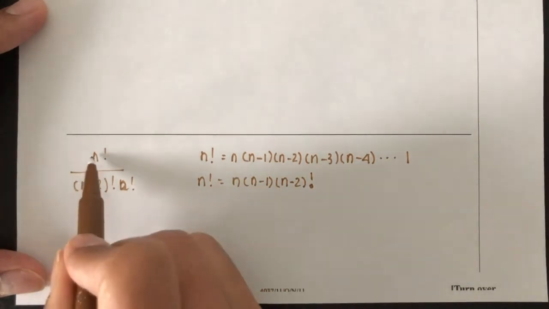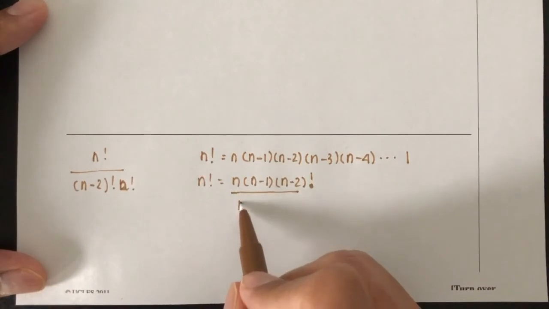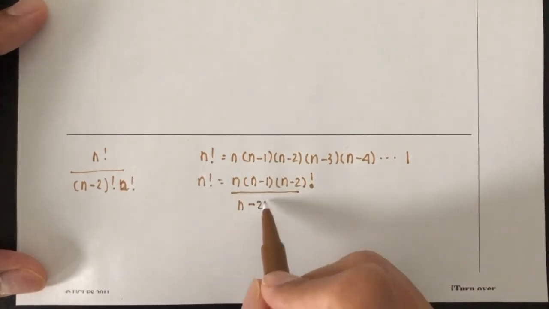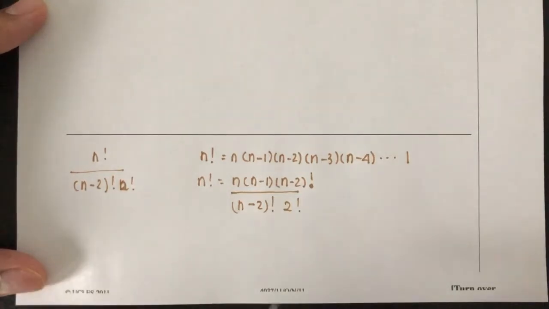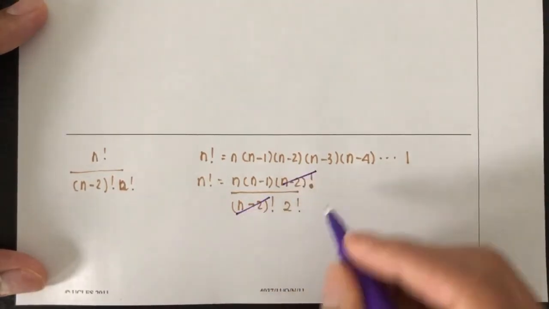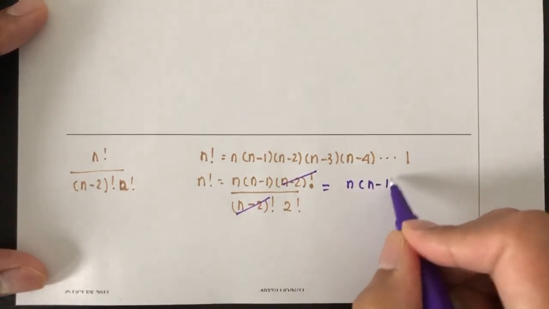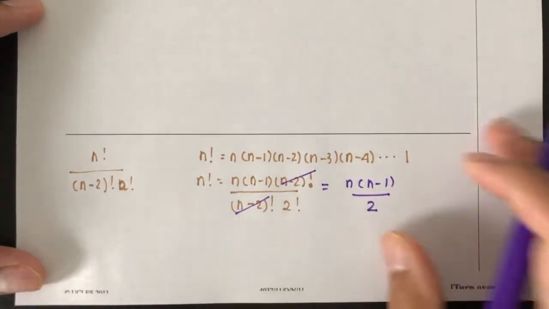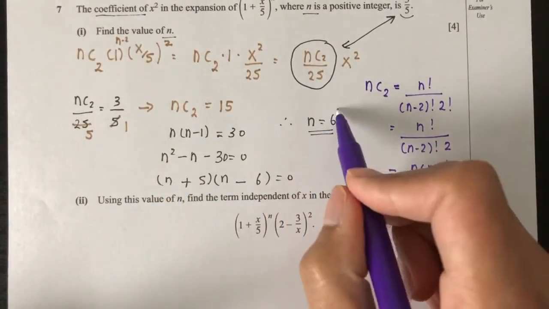Now we can replace this value by this. So on top you will have this divided by n minus 2 factorial times 2 factorial. Now as you can see, these two are the same, they can cancel out. So you will have n times n minus 1 over 2. That's why we have this value here, and then you can simplify to this value of n.